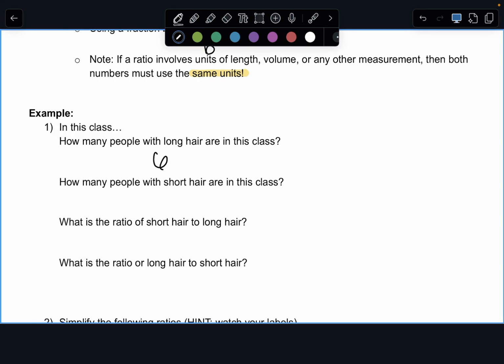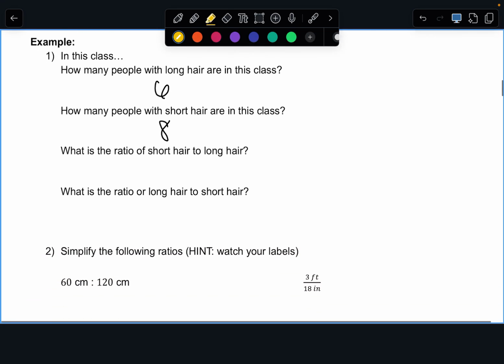Raise your hand if you have short hair. Hopefully it's 8. Did I not count you for long? Yes, I counted you for long. There are 8 of us with short hair in here. Okay.